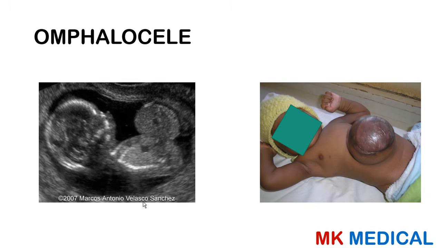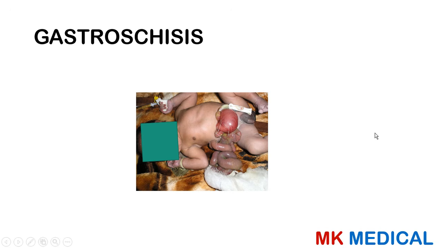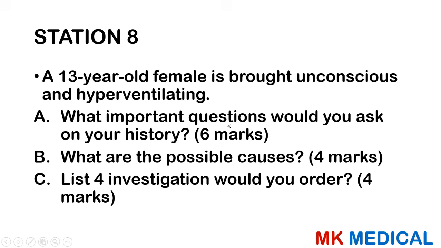So when the child is having an omphalocele, this is what the omphalocele looks like. It looks like the child has 2 heads over here. So this is a healing omphalocele in a baby. Then this is what gastroschisis actually looks like when the child is born. As you can see, the intestines and all the contents are not really covered by a membrane. Moving on to station 8.